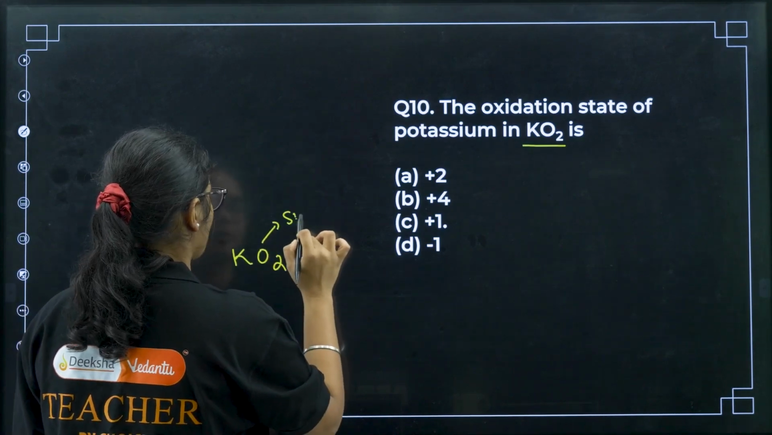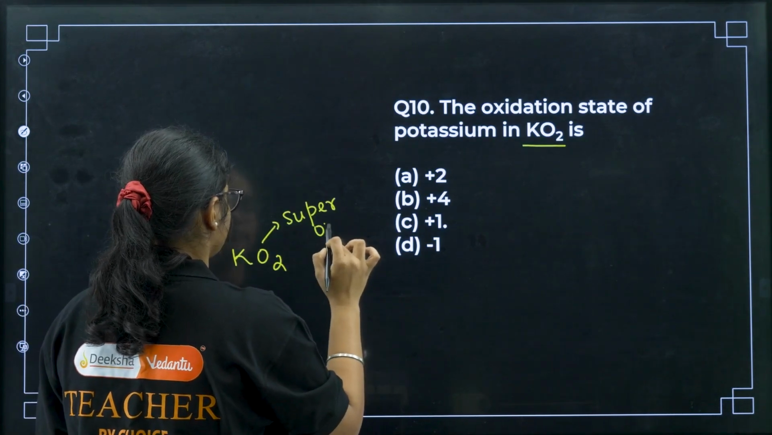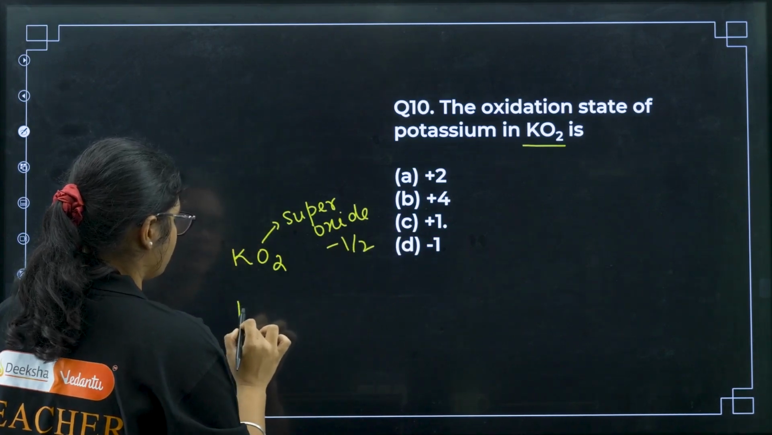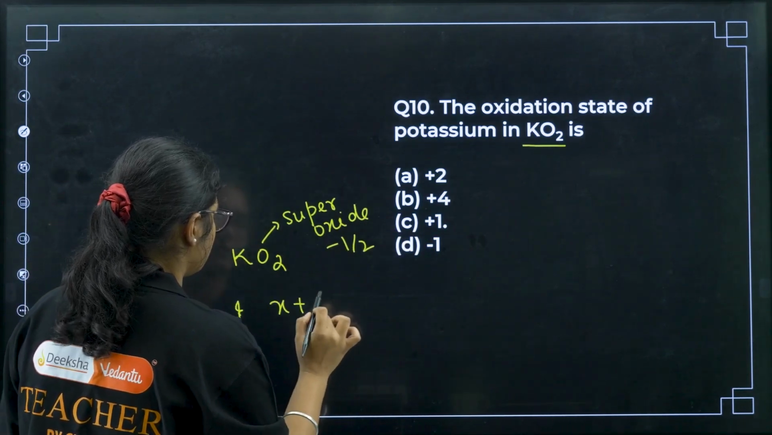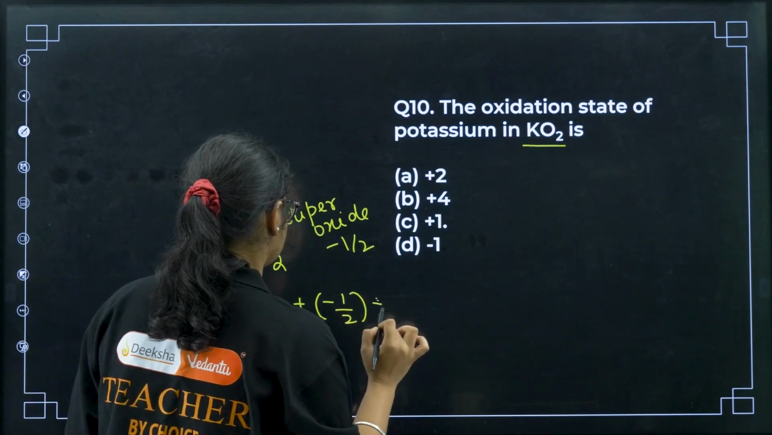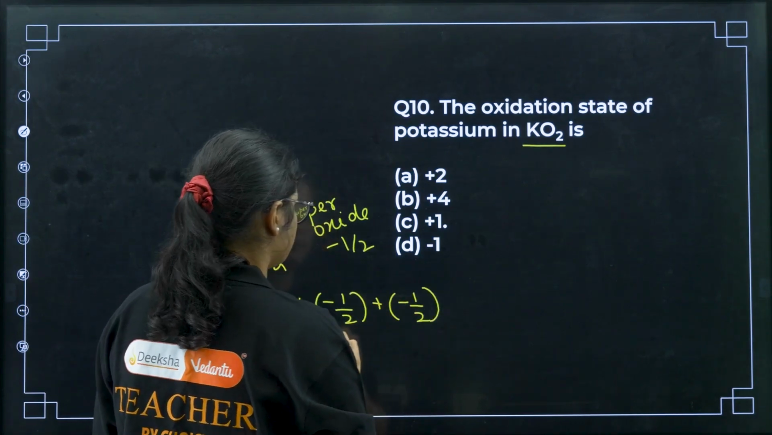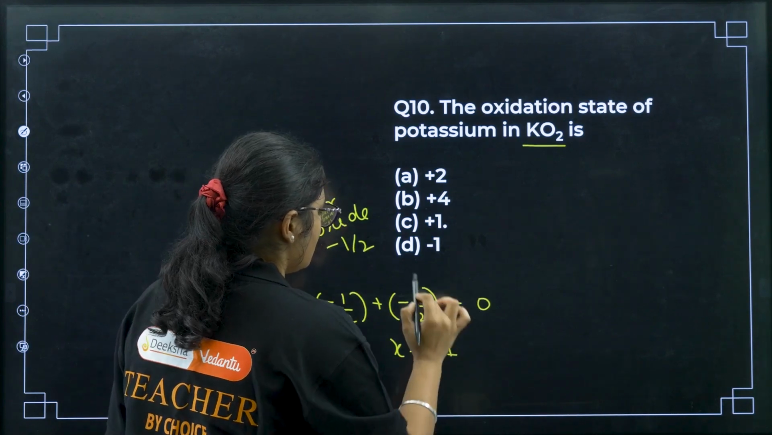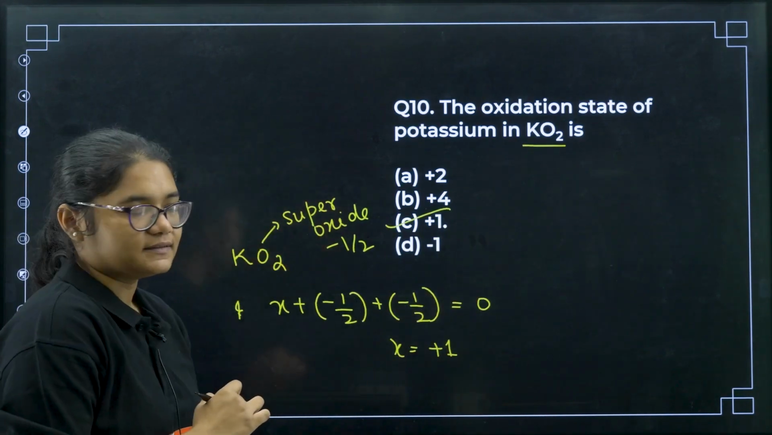So this is a superoxide. In superoxide the charge is -2. So I have K, let it be X. Then plus minus half, plus minus half. So that will be X minus 1 equal to 0. That will be X is equal to plus 1. C is the correct answer.